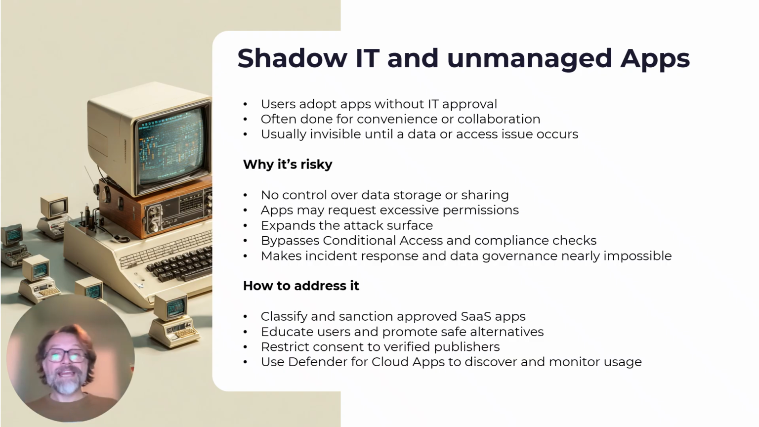But we also need to educate users on the risks of connecting random applications to their work accounts and offer secure, approved alternatives so they don't feel the need to go around the policies. And finally, we can enforce this governance with conditional access again, for example, by limiting OAuth consent to verified applications or requiring compliant devices for access. And this way we build both visibility and control into the identity layer without blocking productivity.